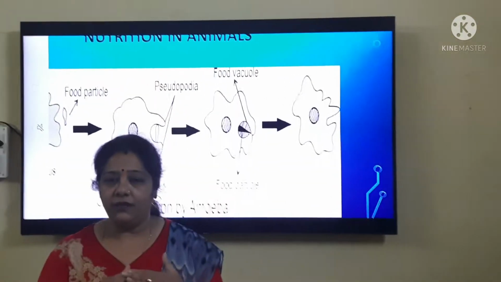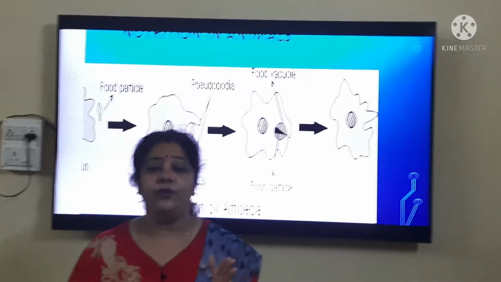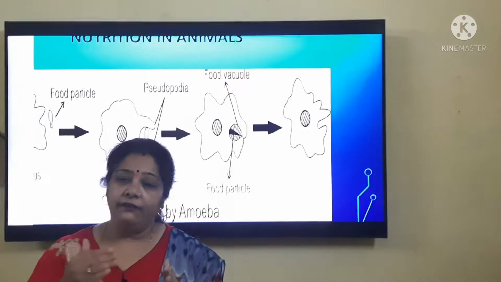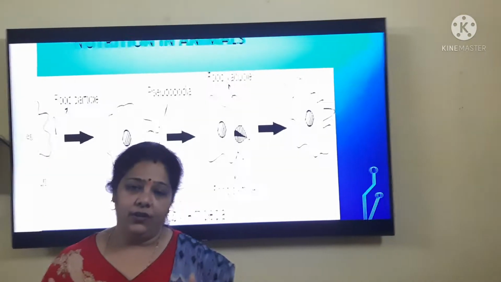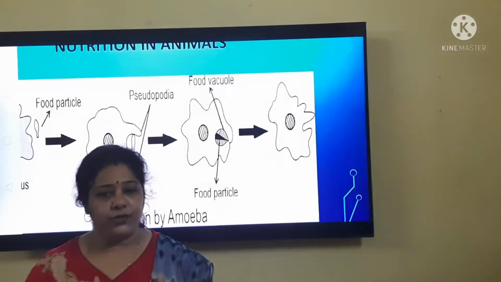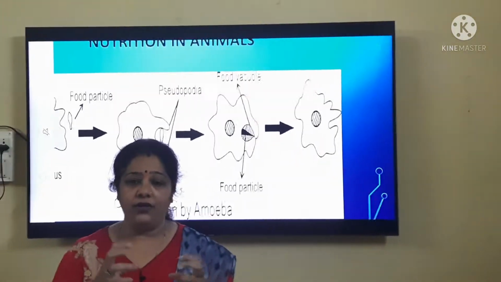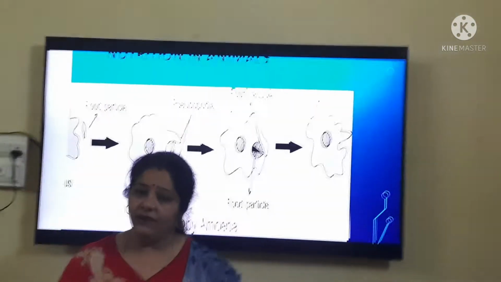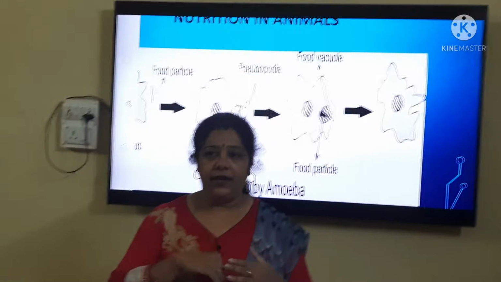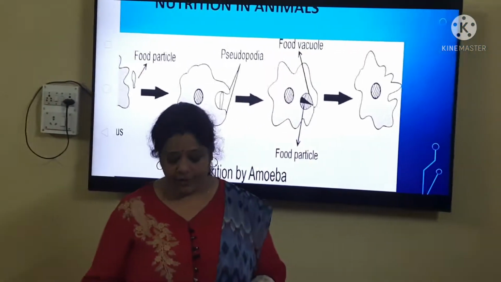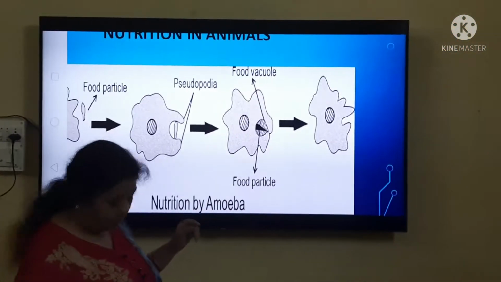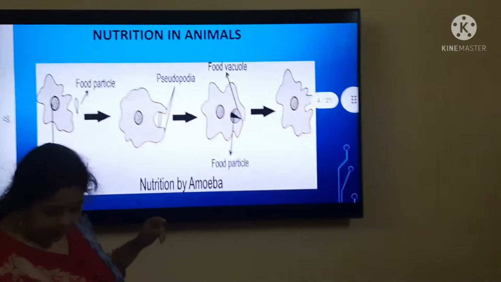It is digested in our body, and again it is going to be reduced to the simpler form, which is absorbed by the body. Digestion is different and absorption is different. So first of all, the breakdown of the complex material will take place, and then it is absorbed in our body. And here I am showing you the digestion in amoeba.